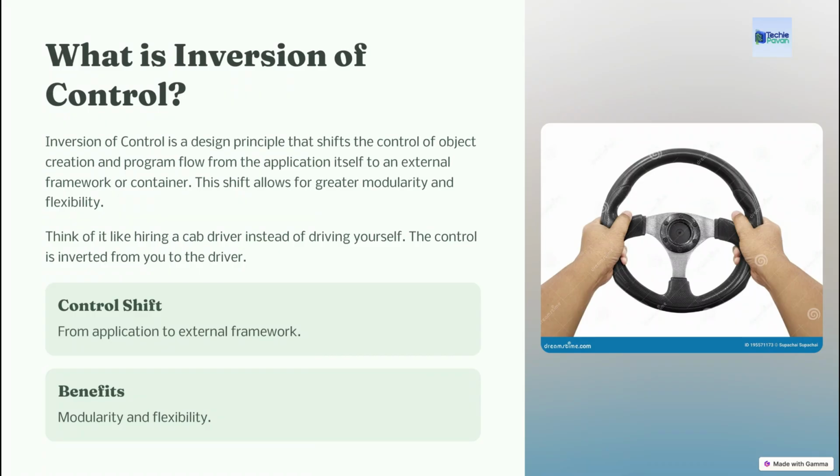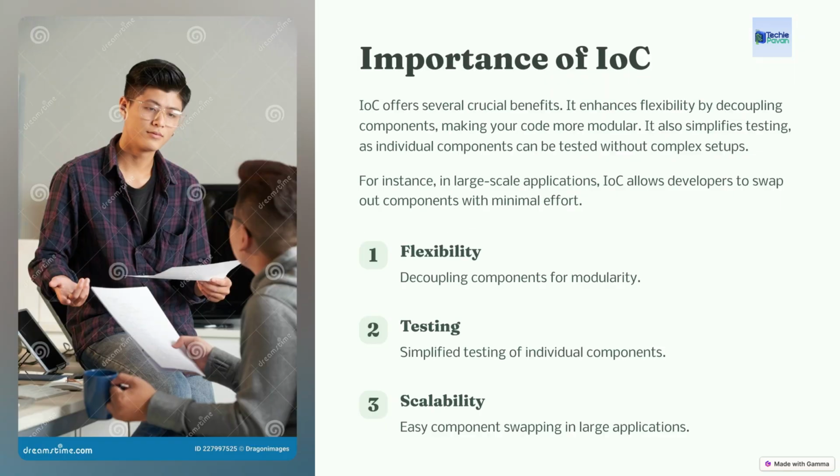Inversion of control, or IoC, is a design principle where the control of object creation and program flow is shifted from the application to an external framework or container. Why is IoC important? It enhances flexibility by decoupling components, making your code more modular. It also simplifies testing, allowing individual components to be tested without complex setups.